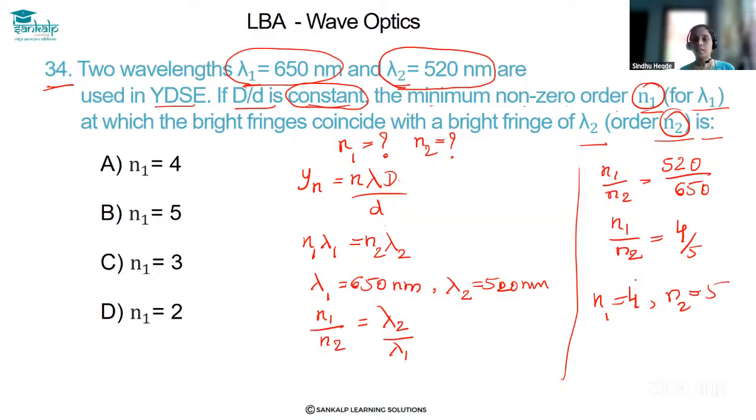We require only the n1 value. Hence, the correct option is option A, n1 is equal to 4. Thank you.